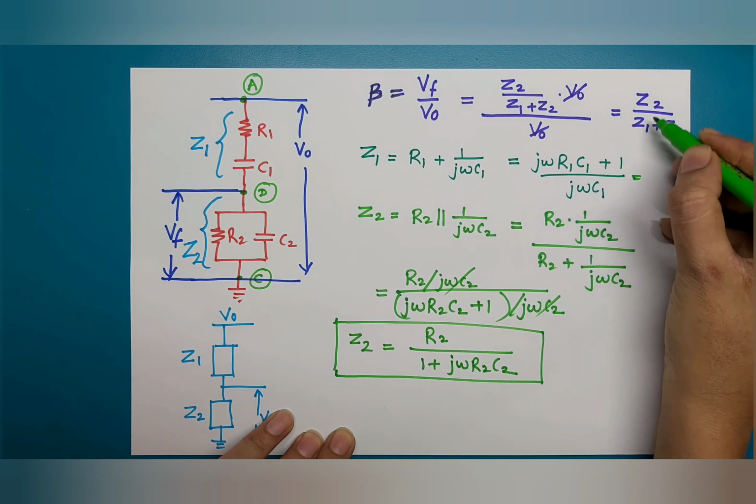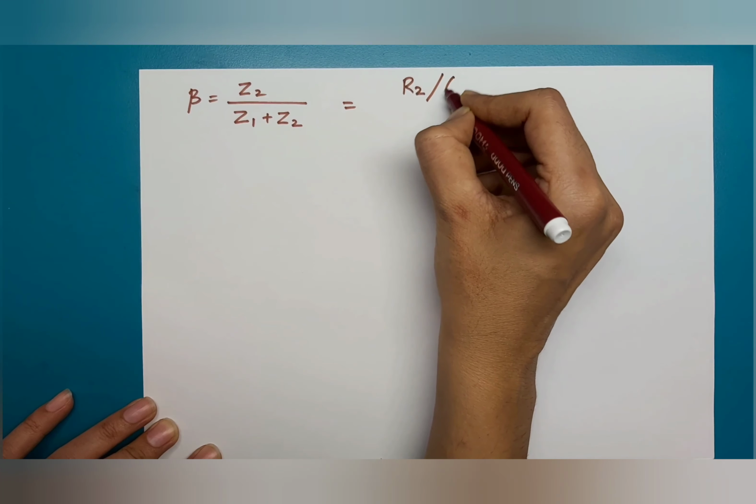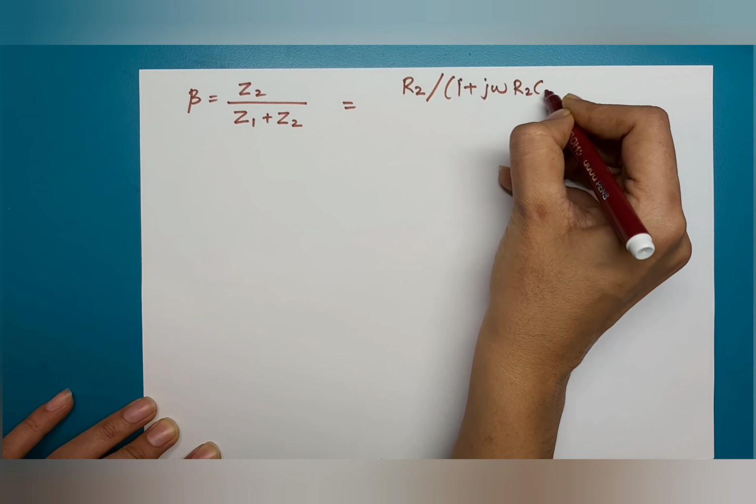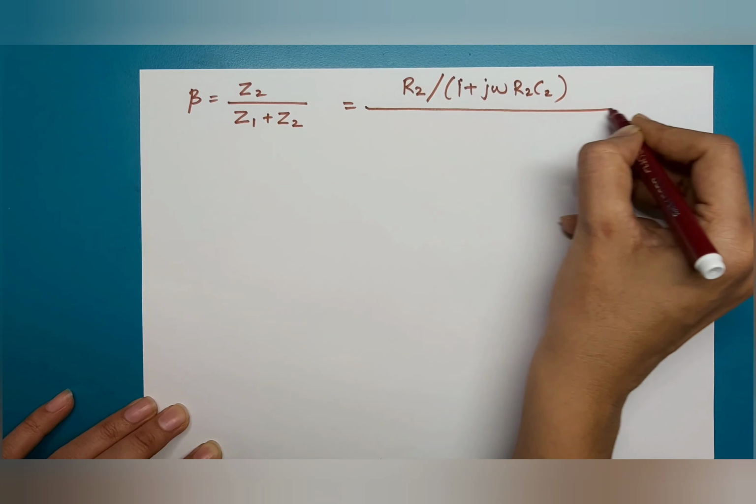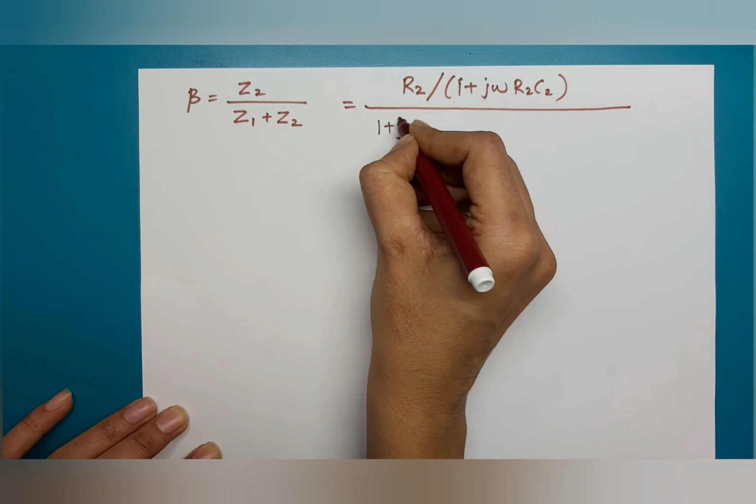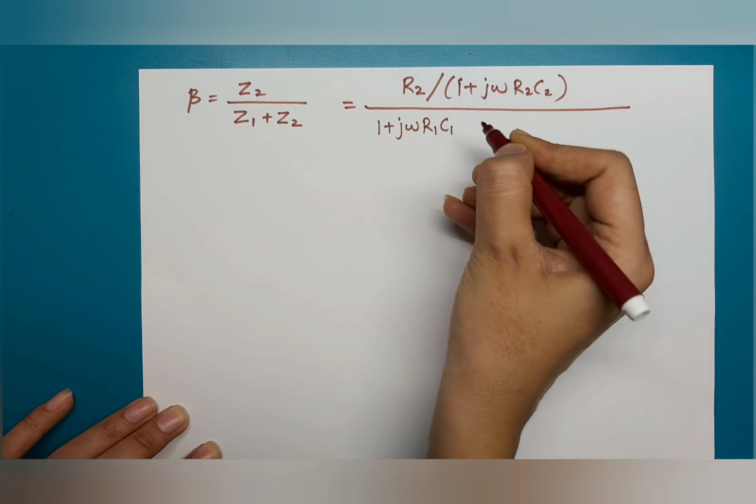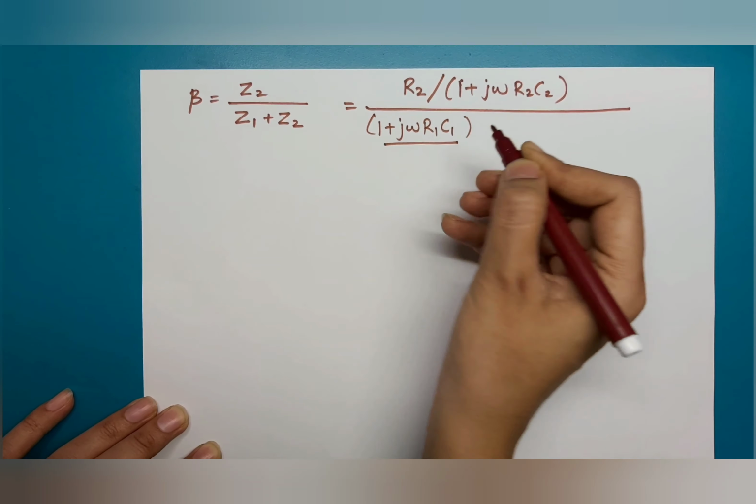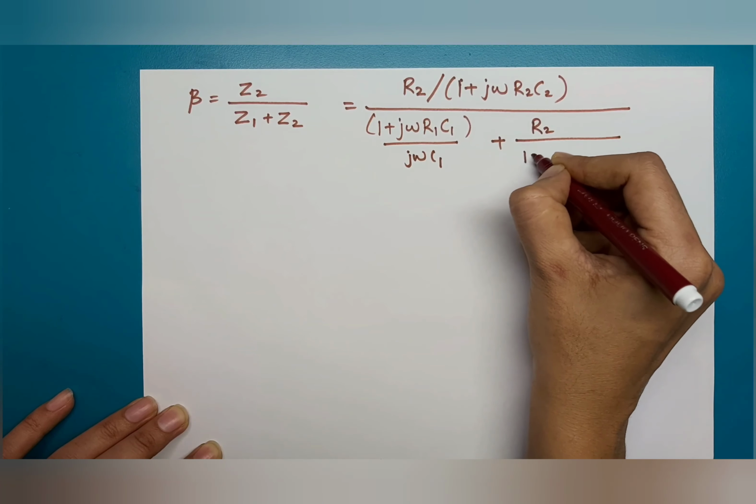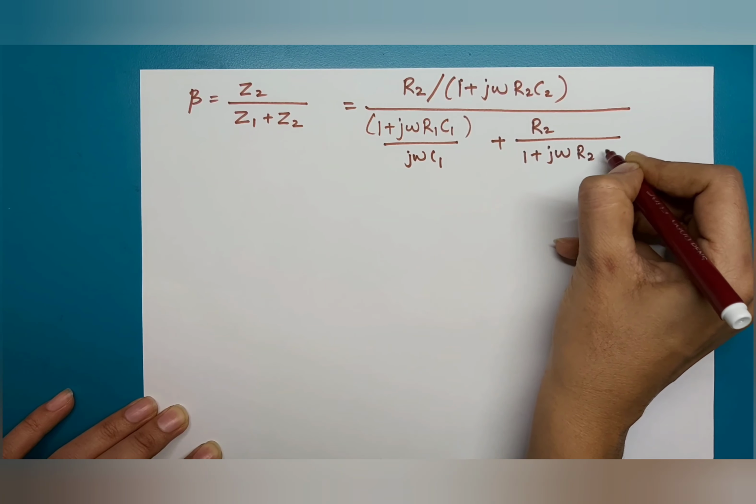So now substituting these two expressions of Z1 and Z2 in the expression of beta, we got Z2 as R2 upon 1 plus j omega R2 C2. Z1 we got as 1 plus j omega R1 C1 upon j omega C1, plus Z2, R2 upon 1 plus j omega R2 C2.